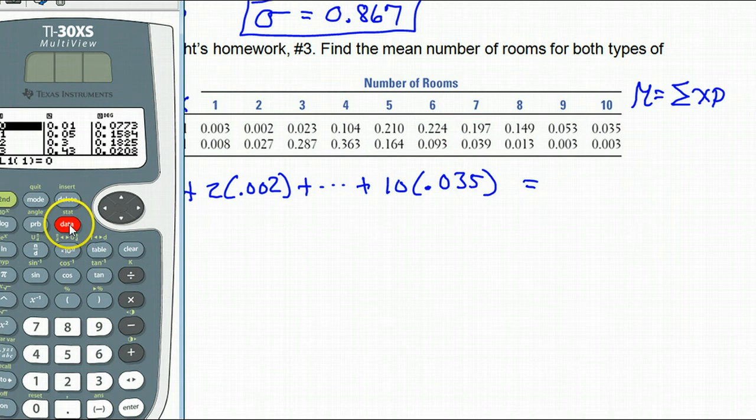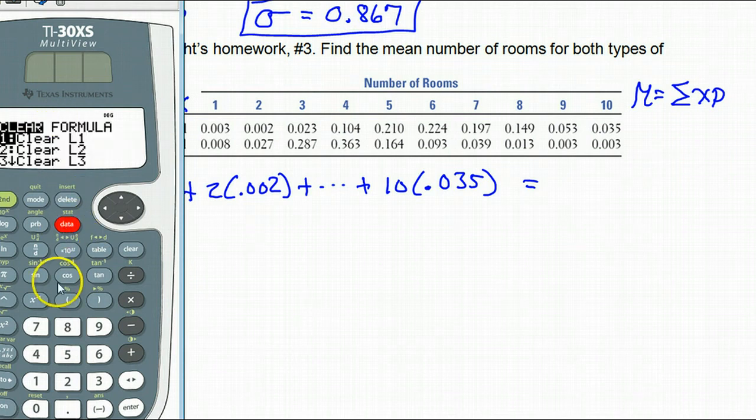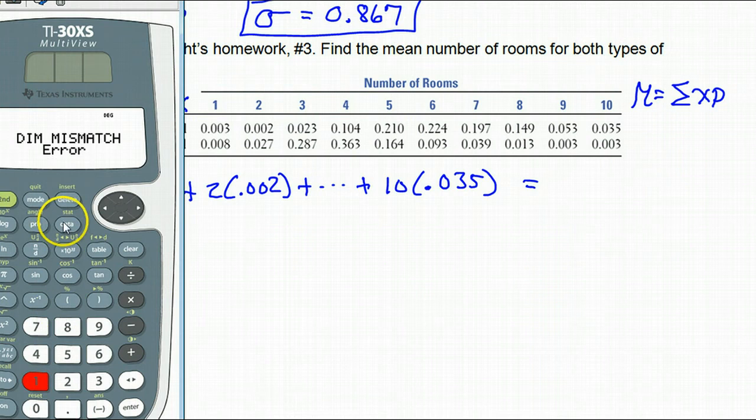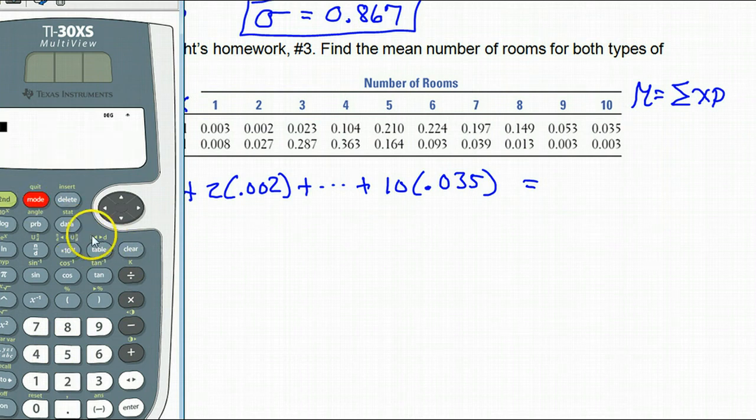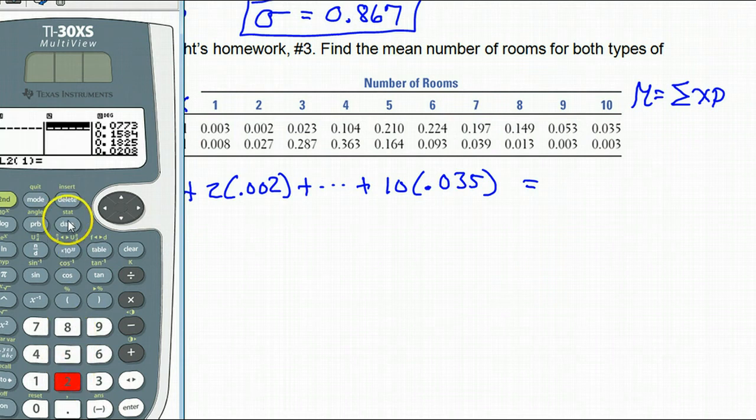Hit your data button if you're going to do this like me. Hit your data button and clear out the lists. We'll clear out all the lists. Data 1, okay, it didn't like that. Data 2, data 3. So hitting data and then the number, you can clear out those lists.